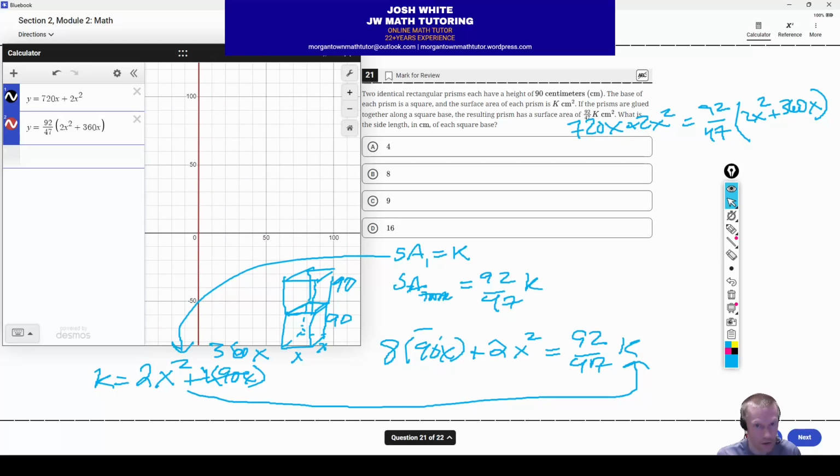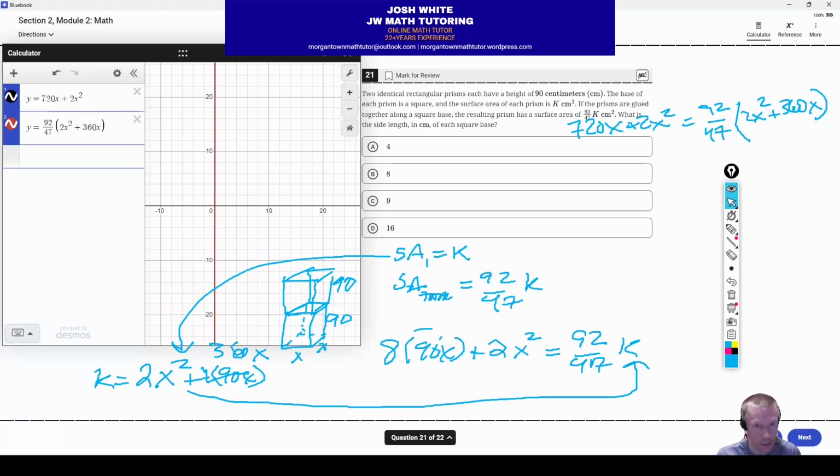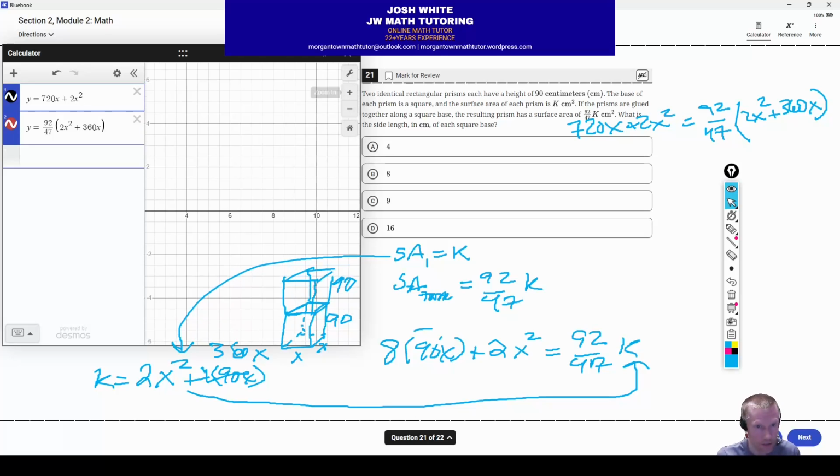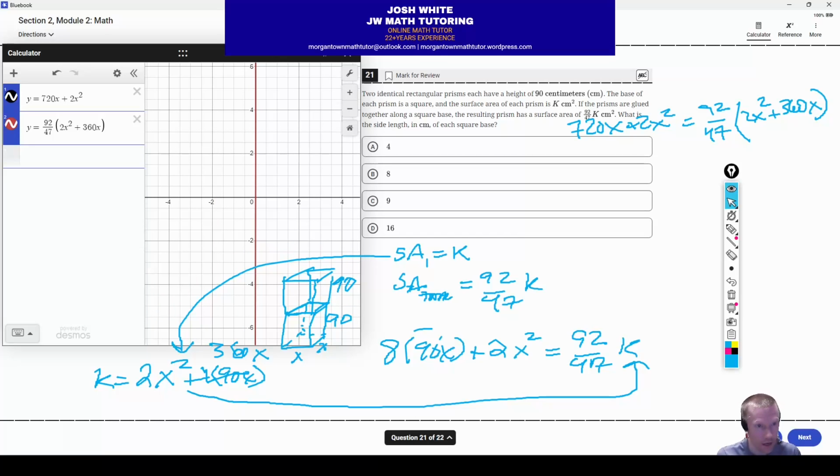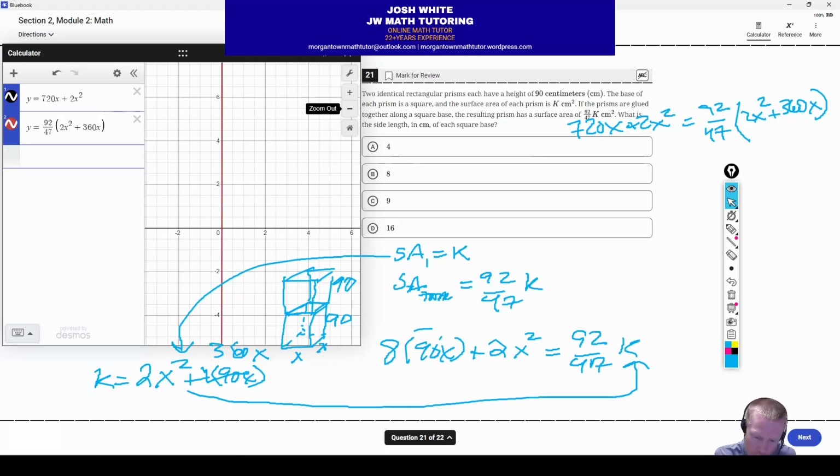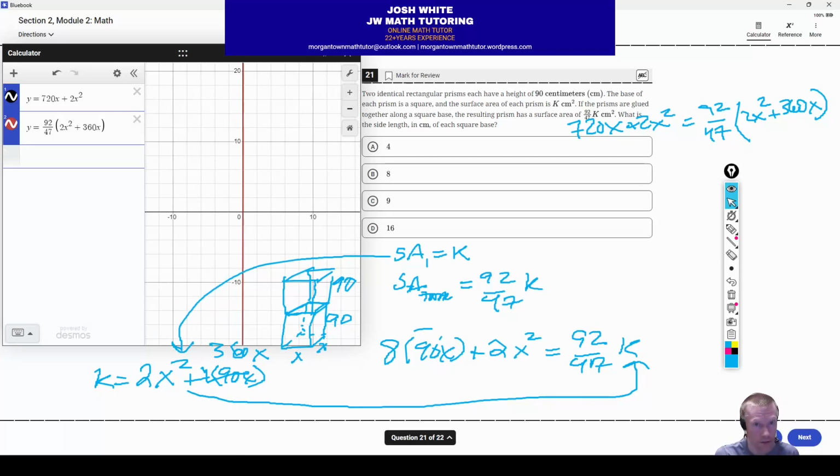All right, so let's see what's going on here. y equals 720x plus 2x squared. It's a quadratic. And I have y equals 92 over 47 times 2x squared plus 360x. So let me see here, 92 over 47 times 2x squared plus 360x.